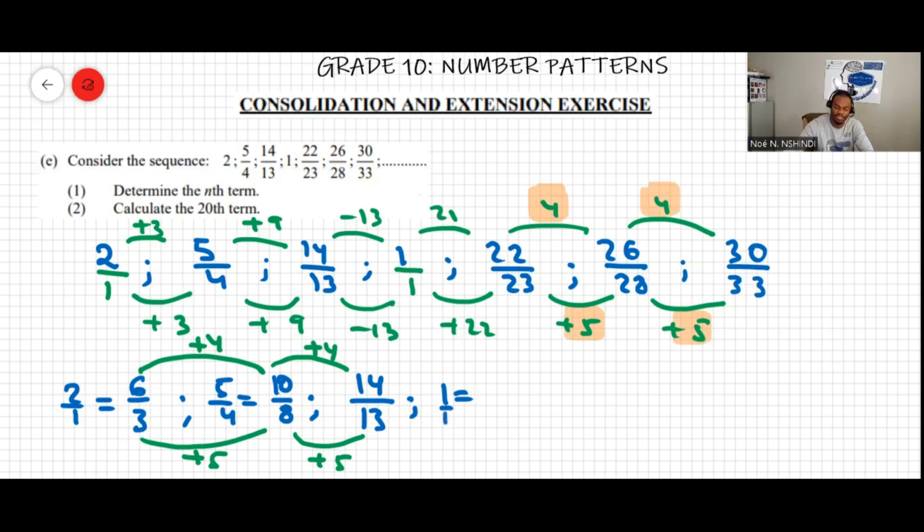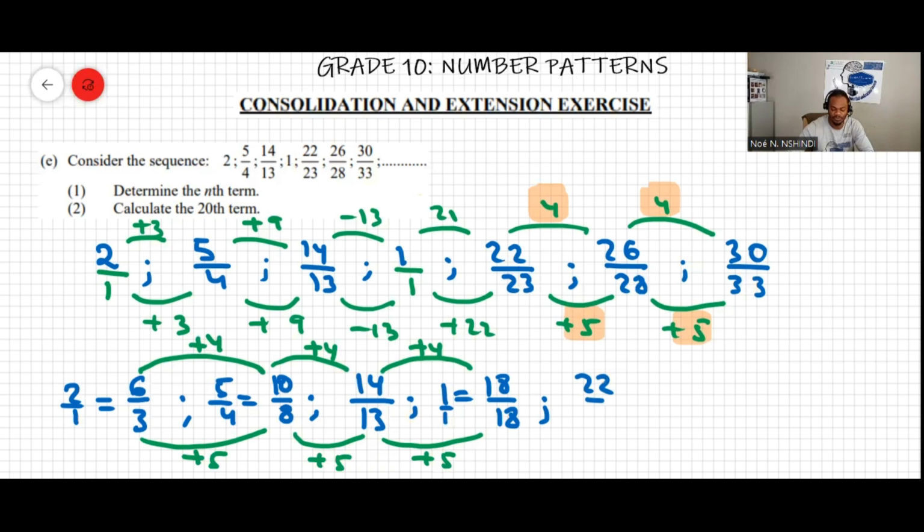1 over 1 can be written, if I need to have a constant difference of 4, I'll just say 14 plus 4, which is 18. So 1 can be written as 18 over 18. You see? So that's with plus 4 also here. And then here 13 to 18 is also plus 5. You see? And then the next term is 22 over 23.